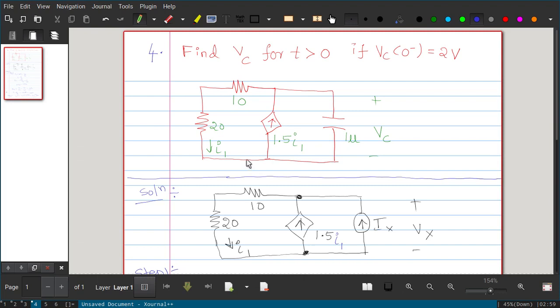So for t less than 0 and t greater than 0 analysis, it is not required, because VC of 0 minus is already given. The only difference here is R equivalent. Previously it was easy, we just calculated the equivalent resistance across the capacitor or inductor. But here we have a 20 ohm and 10 ohm resistor, and a current controlled current source. So in the presence of that, what is the equivalent resistance seen by the capacitor?